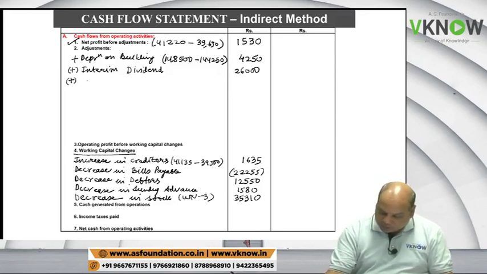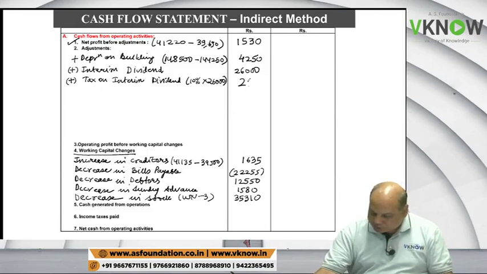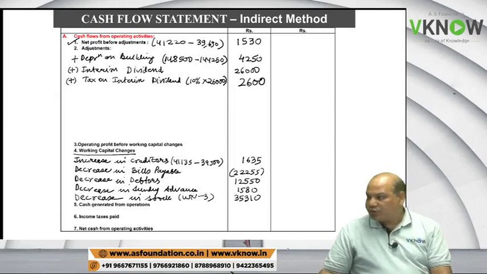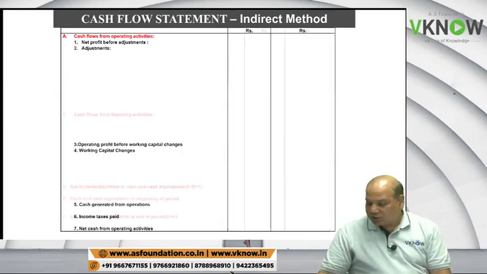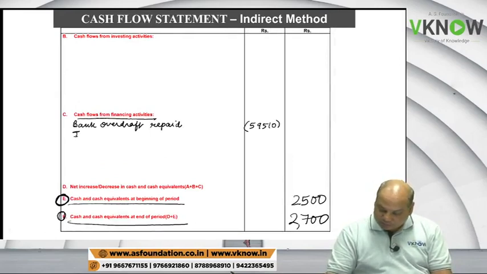Again write down add back tax on interim dividend, 10% of 26,000, which is 2,600. And the second effect is payment of dividend in financing activity.